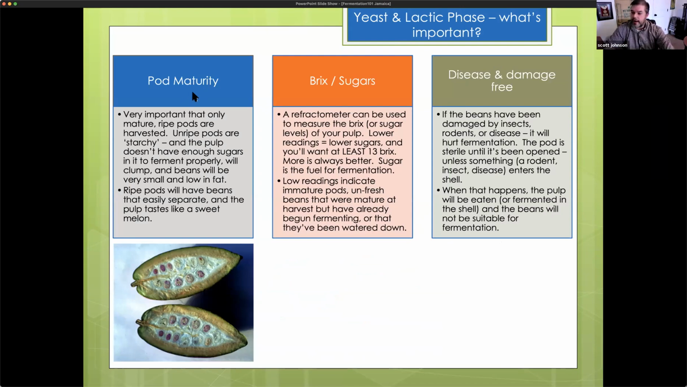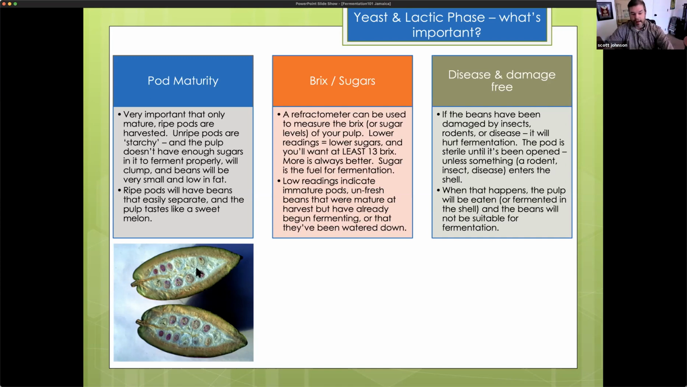I know early on that we looked at a pod where we had the beans cut in half and you could see the purple in it, and it was nice and loose and the pulp was slippery. And that's all a good sign of a pod that's mature and ready to harvest. However, lots of times it's difficult to tell if your pod is mature or not because it's on the tree and there's a shell on it. You can't see inside of it.